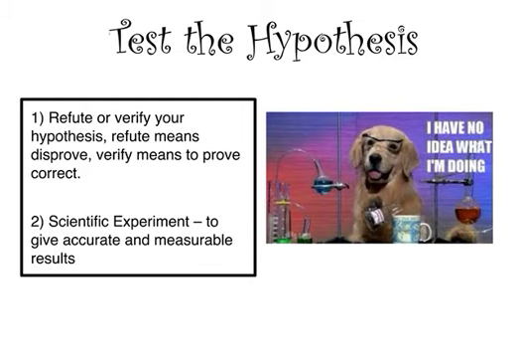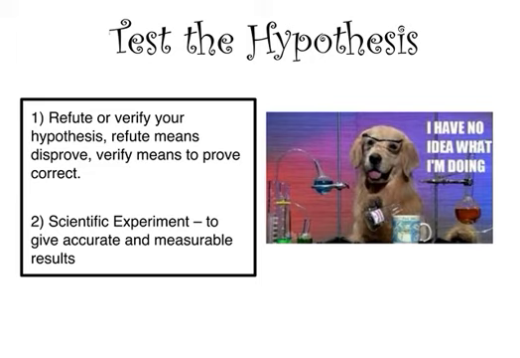And then you're going to test the hypothesis. So you're either going to refute or verify your hypothesis. Refute means to disprove. Verify means to prove it correct. In a scientific experiment, you have to give accurate and measurable results. If you don't give accurate or measurable results, then it's not a valid scientific experiment.